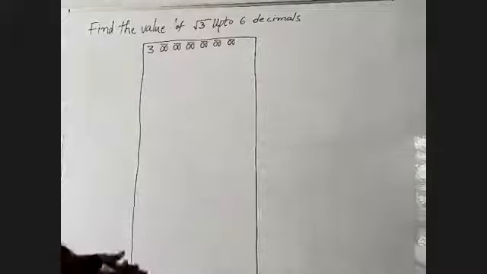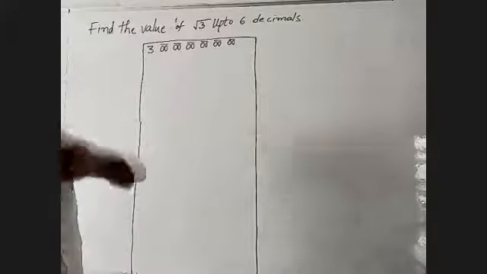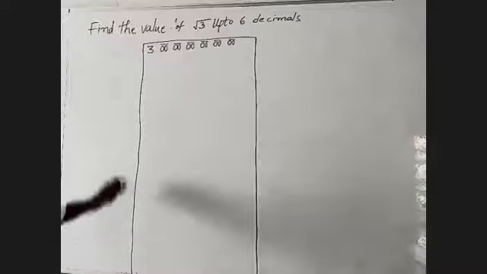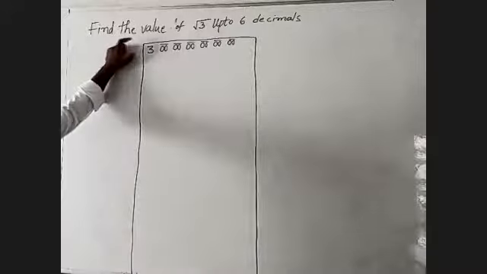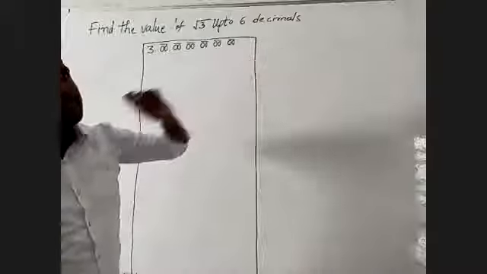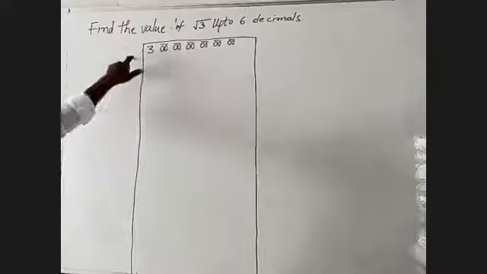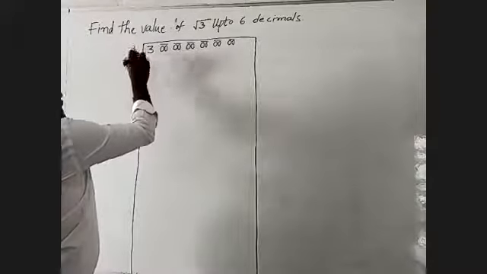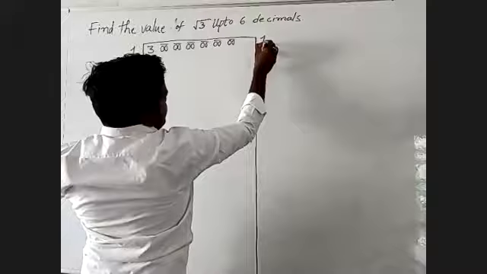We'll observe. Find the value of root 3 up to 6 decimals. First we will take 1, it can be multiplied by only 1. Here we will take 2, it can be multiplied by 2. Here we have to take 1, then the entire 1 can be multiplied by 1.